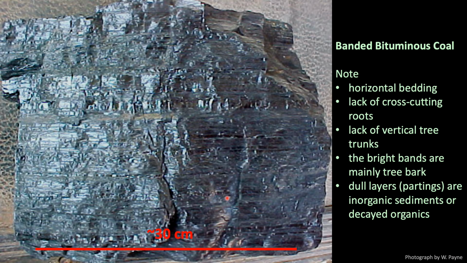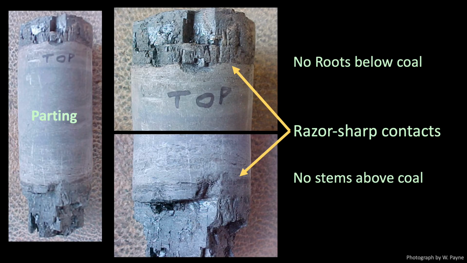Here's a picture of a piece of coal. You can see this banded horizontal layer. This is primarily tree bark, these shiny layers. And then here's an inorganic layer right here, a minor parting. Here's a larger parting, coal above and below the parting.